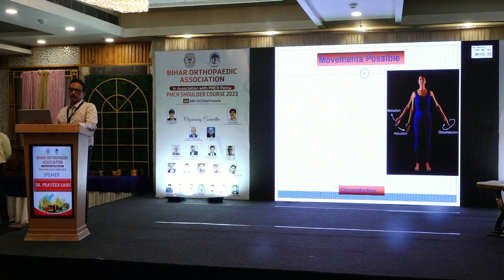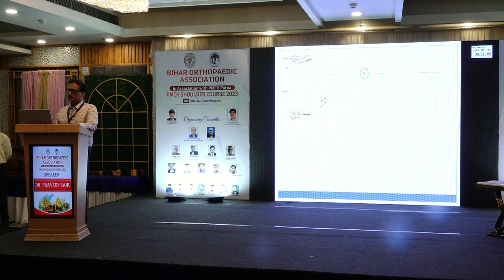And circumduction movement. When the arm is extended, we can completely rotate the joint 360 degrees. The distal part of the humerus is rotated fully. This is circumduction movement.